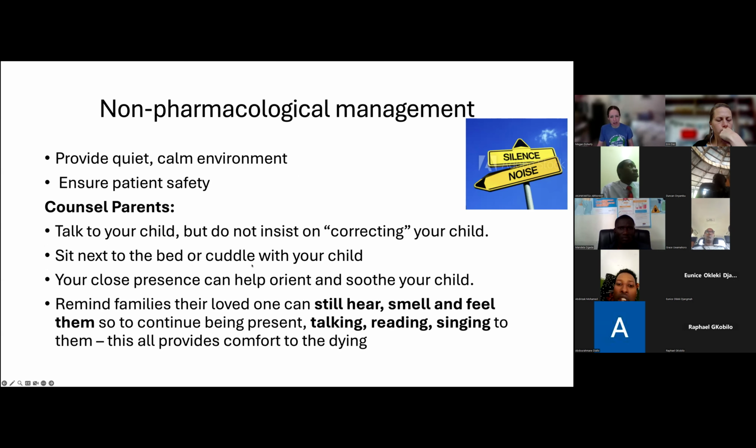Sit next to the bed or cuddle with the child. The parent's presence can help orient and soothe the child. Remind families their loved one can still hear, smell, and feel them. So being present, talking, reading, singing, praying, all these things provide comfort to the dying child.